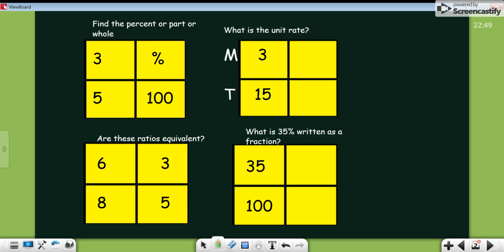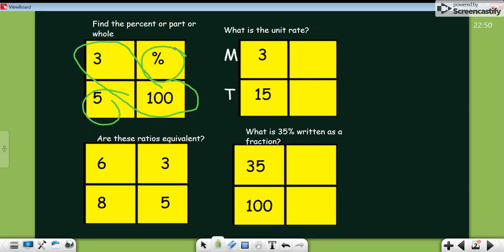Okay, let's talk about proportion boxes and ratios and rates. You can use these proportion boxes if it says find the percent or part or whole. If they give you the ratio of 3 to 5, you can find the percent. We remember that we put the percent here, the 100 here always, and then we cross multiply the two that are diagonal, and then divide by the number that's left over to find the percent.